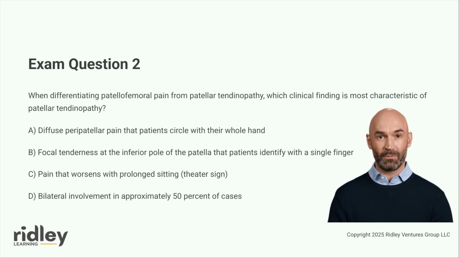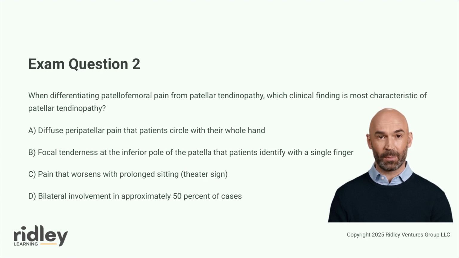Question 2. When differentiating patellofemoral pain from patellar tendinopathy, which clinical finding is most characteristic of patellar tendinopathy? The correct answer is B. Focal tenderness at the inferior pole of the patella that patients identify with a single finger.